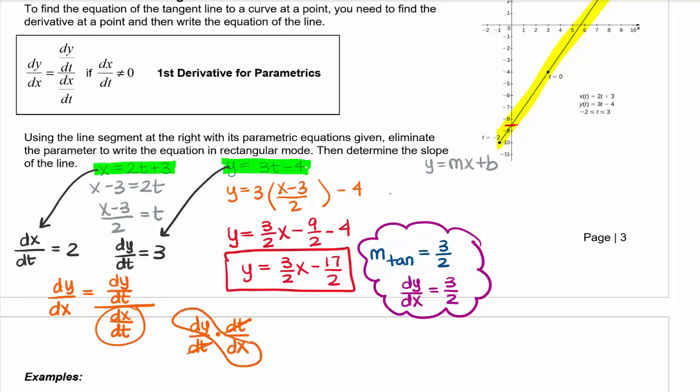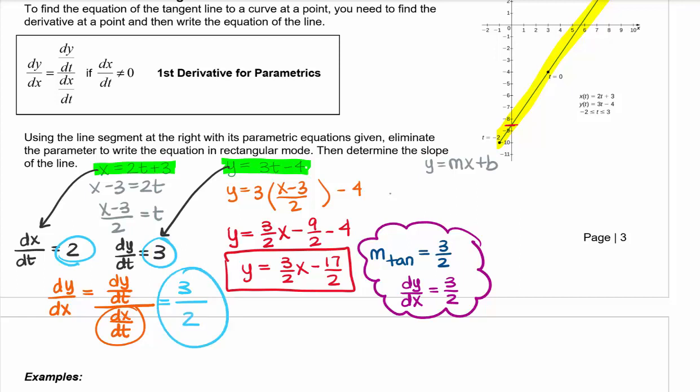So that's why that works, and we're going to see that it works right here as well. When I fill this in, dy/dt we just found parametrically to be 3, and dx/dt we just found parametrically to be 2. And there's the same 3 halves that I got over here when I converted it to rectangular mode.